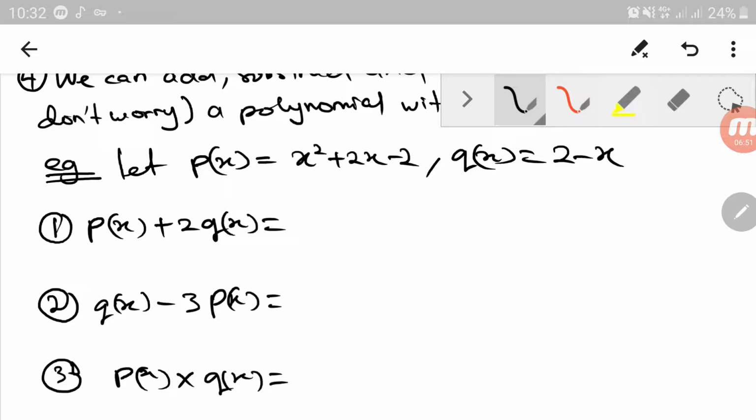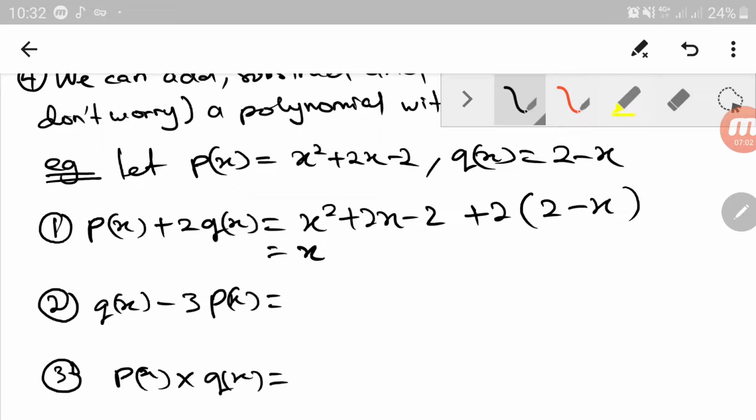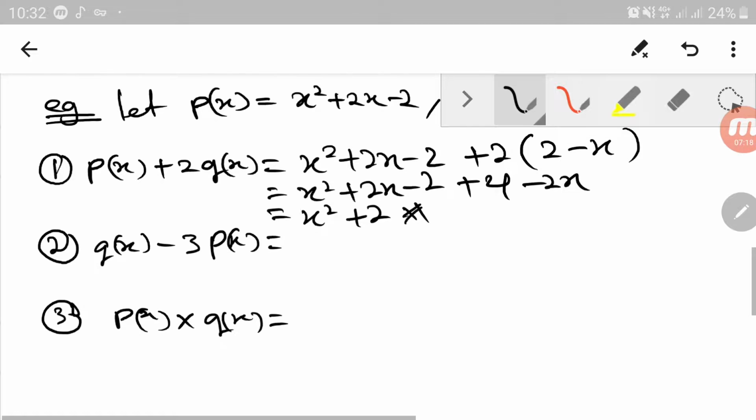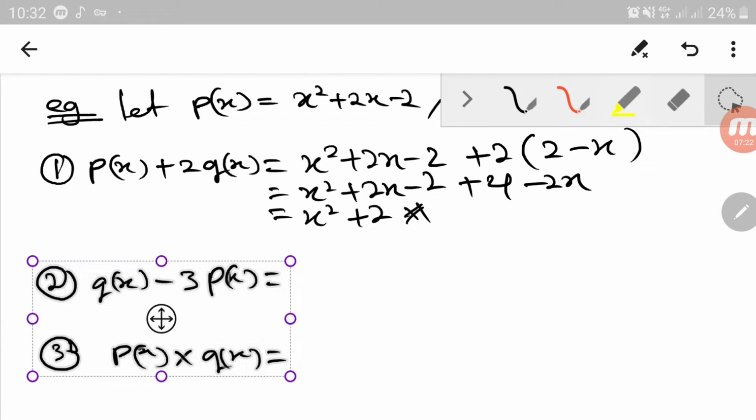So px plus 2qx is just plus 2x, sorry. Okay, and then we expand them appropriately. Plus 4 minus 2x, and then what's this? X squared, 2x minus 2x is 0, minus 2 plus 4 is plus 2. So this is the summation of them. Okay, next. So maybe I bring these two a little bit further way down.